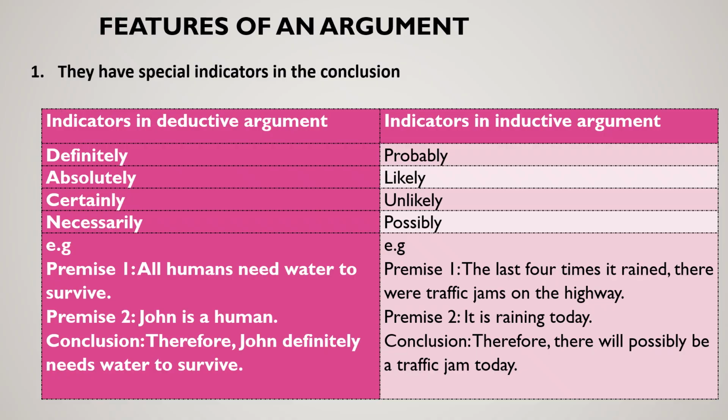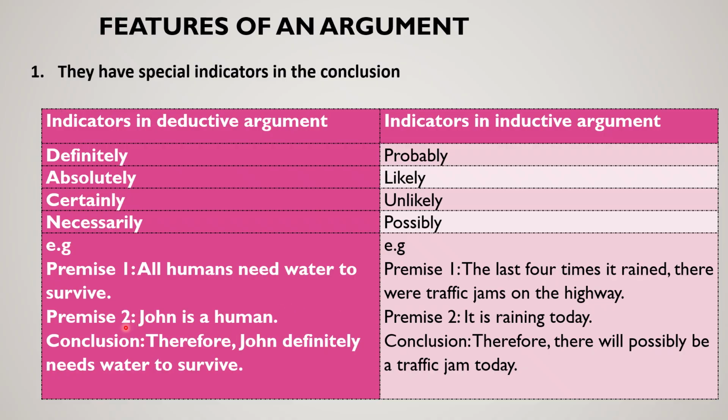Now in the deductive argument, we say that the conclusion is derived with certainty. Words like definitely, absolutely, necessarily are used in the conclusion. For example, premise 1: all humans need water to survive. John is a human. So the conclusion we can infer in the deductive argument is that therefore John definitely needs water to survive.